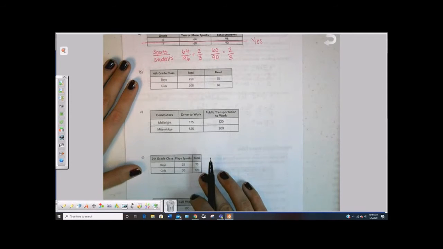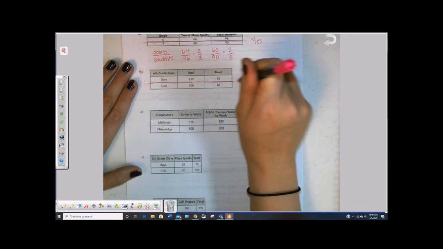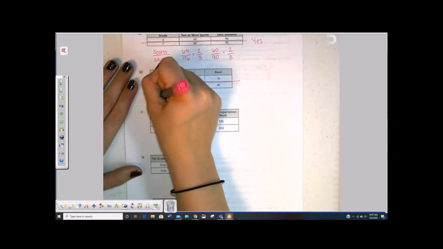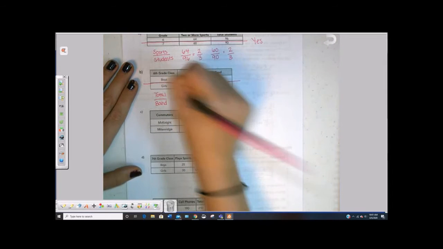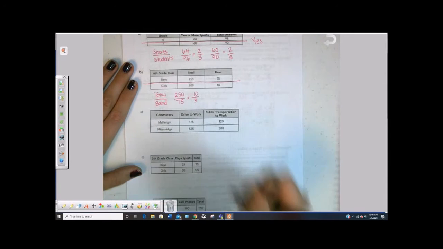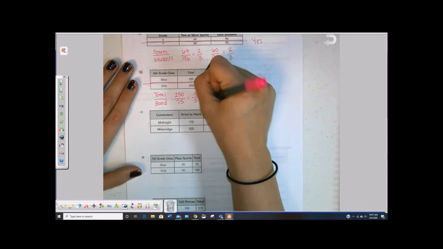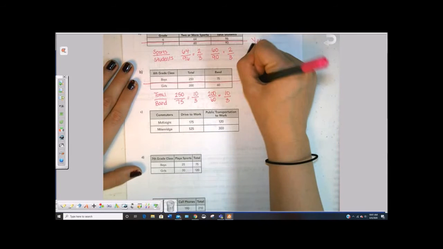For B, you're going to be comparing the total to band. Again, make that line so you don't get confused. We're doing boys to girls. So boys, you have 250 over 75, which simplifies to 10 over 3. And then for girls, you have 200 over 60, which simplifies to 10 over 3. So are they equivalent? Are they proportional? Yes.